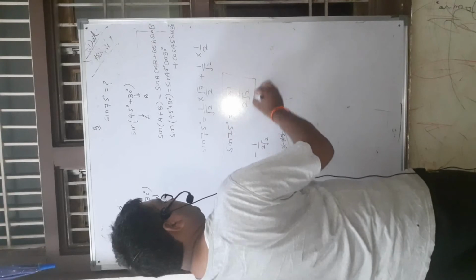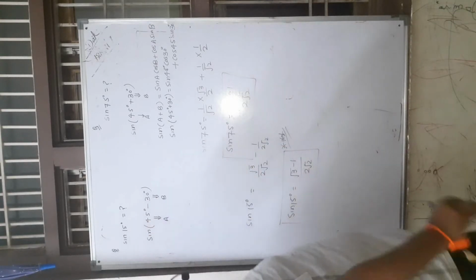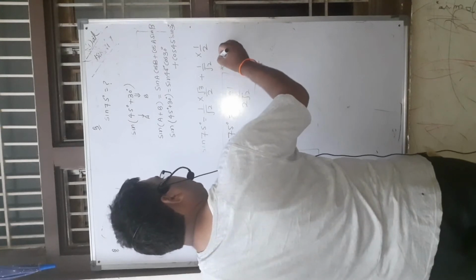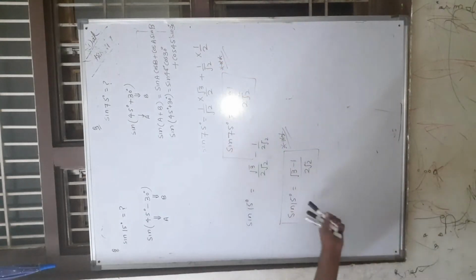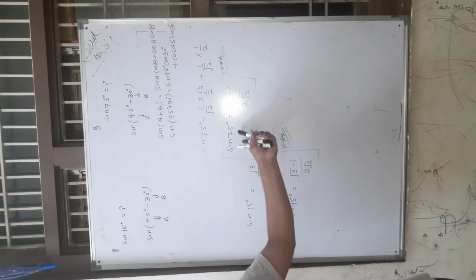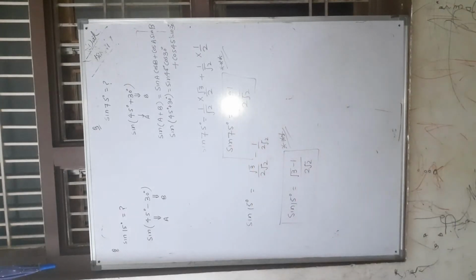So all of the students, note this value. Sine 75, remember also this value. Sine 15 degree equals root 3 minus 1 divided by 2 root 2 and sine 75 degree is equal to root 3 plus 1 divided by 2 root 2. So all of the students, note this value.